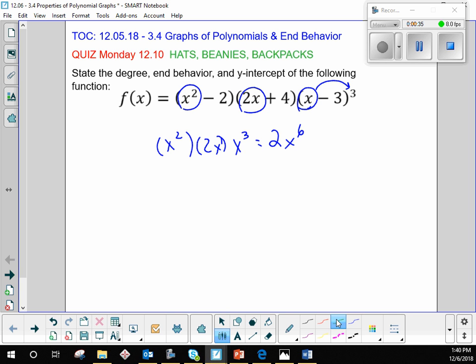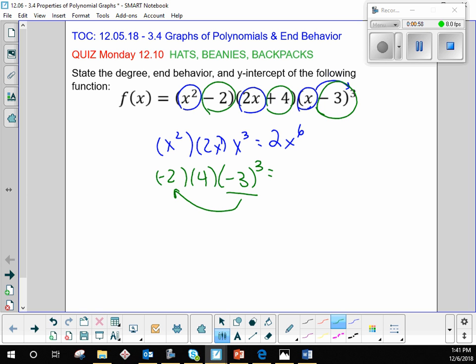And then we want the last term, and so we multiply all the last terms together. This one, this one, this one. So that's a -2 times a 4 times -3 cubed. During your order of operations, you would do this first. That's -27. And then in my brain, I say, okay, it's easiest to do -27 times -2. So that's positive 54. And then times 4.